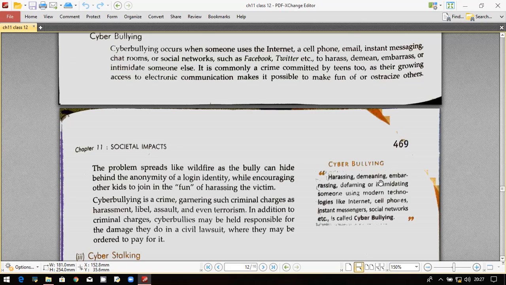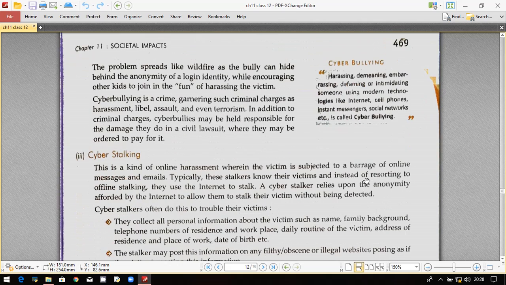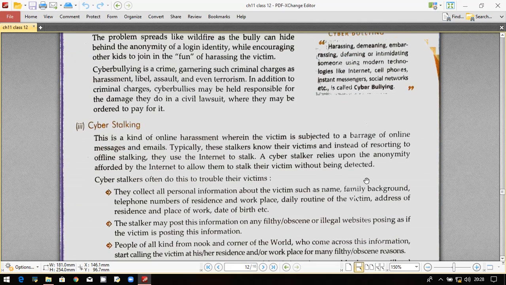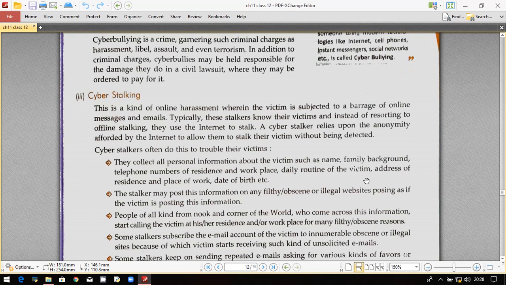So harassing, demeaning, embarrassing, defaming, or intimidating someone using modern technology like the internet, cell phones, etc., is the act of cyberbullying. Okay, now let's discuss cyber stalking. Now the word stalking itself is telling you the meaning: when you are talking about stalking, that means someone is keeping a look over your activities. Okay, is continuously stalking you. But here the stalking is being done with the help of the internet or the computer systems. Okay, that's why this term cyber stalking comes in.